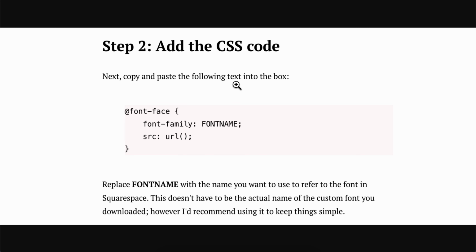Now the second step is to add the CSS code. So next, copy and paste the following text into the box. So you have here this code. Replace font name with the name you want to use to refer to the font in Squarespace. This doesn't have to be the actual name of the custom font you downloaded. However, I recommend using it to keep things simple.